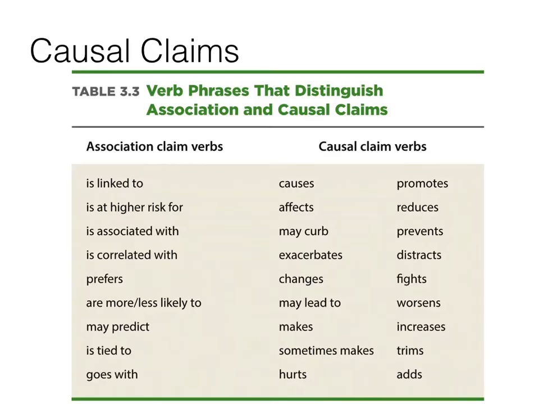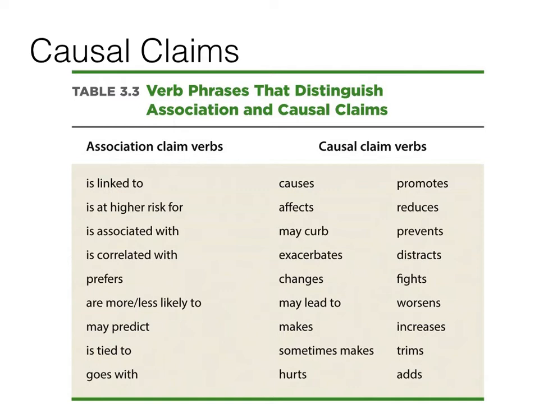This is a really great table from your textbook. It's table 3.3. And it's a really good way, when you're reading the literature, to differentiate the kinds of claims that they're making. They're not going to come out and say, I'm making an association claim that X is related to Y. They are going to say related to, correlated with, associated with, may predict, is tied to. Those are those association claim verbs.